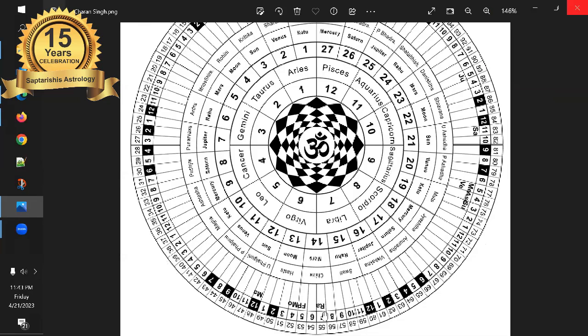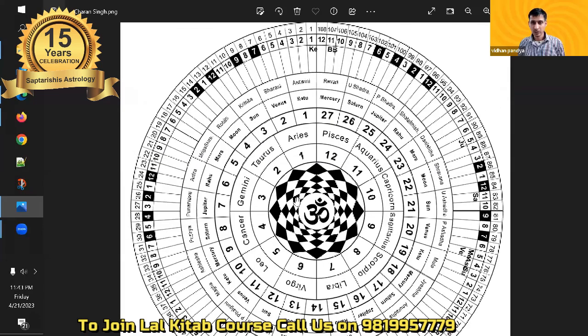Okay. So we know that Mars is going to be a good planet for this native. Even the negative planets, like your Marakas, your 6, 8, 12 lords, your Badhakas, even the Badhak planets in the Pushkar Bhag will not give you bad results. They will probably not give you good results, but they will also not trouble you as much as they can.